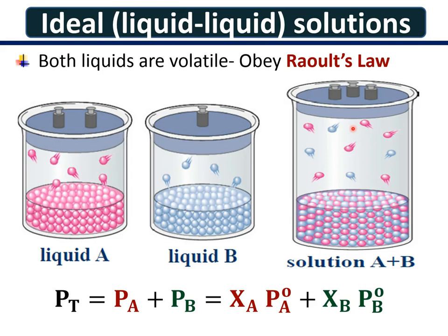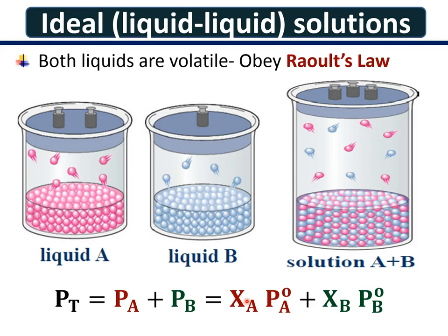The total pressure equals PA plus PB, and PA equals XA times PA naught, where XA is the mole fraction of material A, which is volatile. The same way, PB equals XB times PB naught, and XB is the mole fraction of material B. So this is the case of ideal solutions. As I said, ideal behavior is something which is not real.